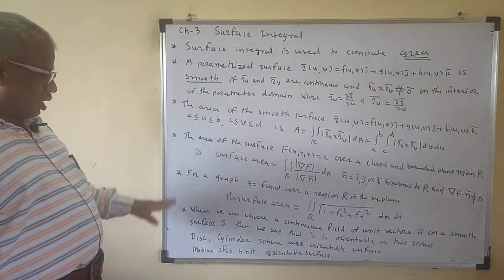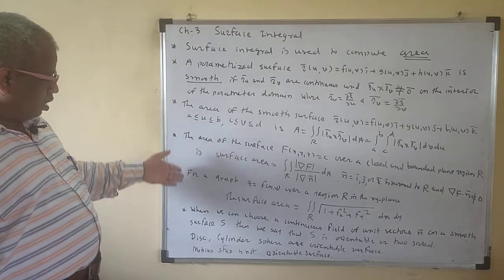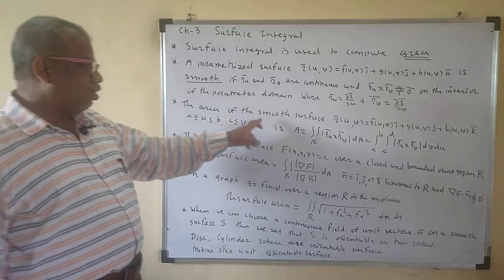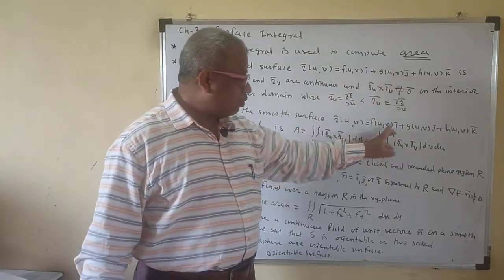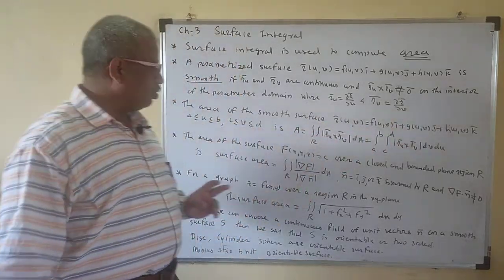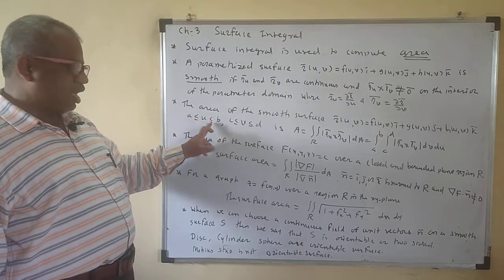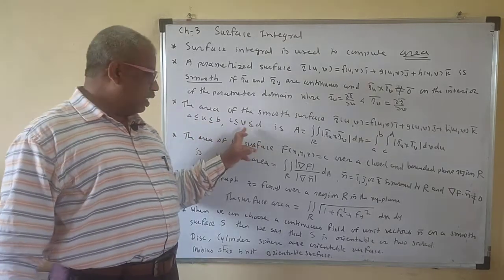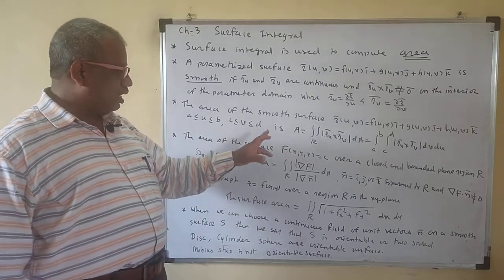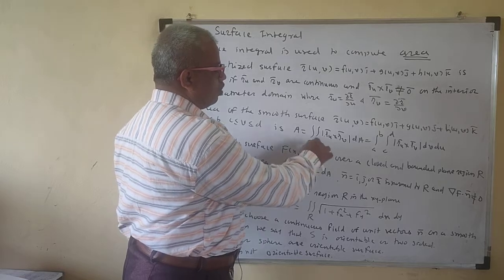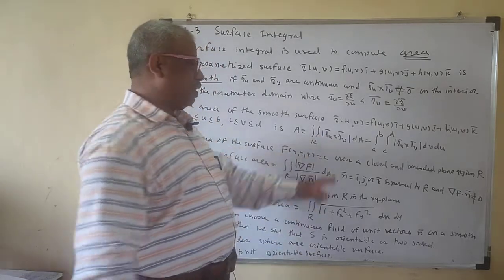These three formulas are very important. The area of the smooth surface r bar of u, v, this is the parametric equation of the surface, where the range of u is the closed interval a to b and the range of v is the closed interval c to d, is the double integral of the modulus of the cross product vector r_u bar cross r_v bar dA.